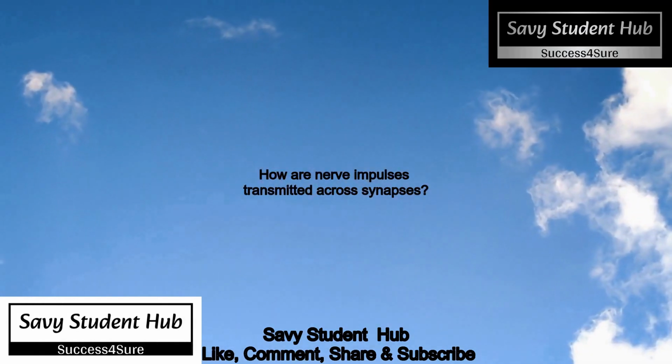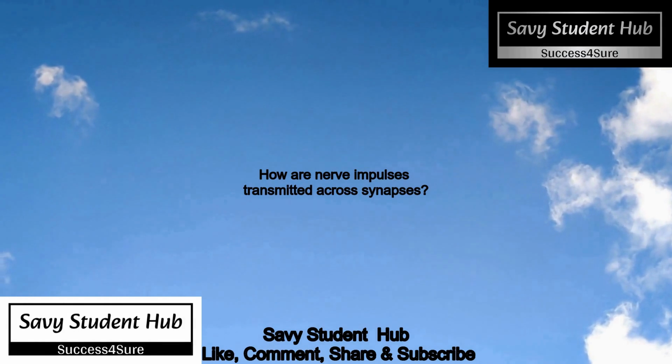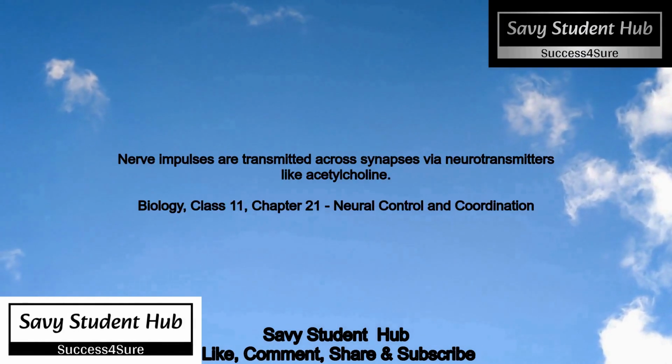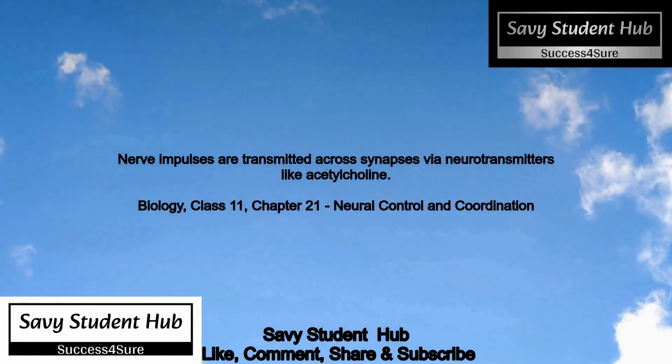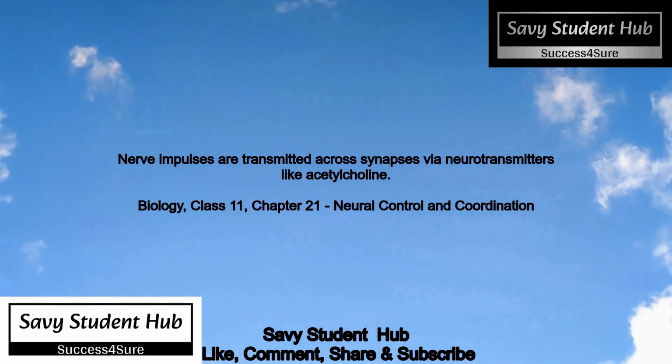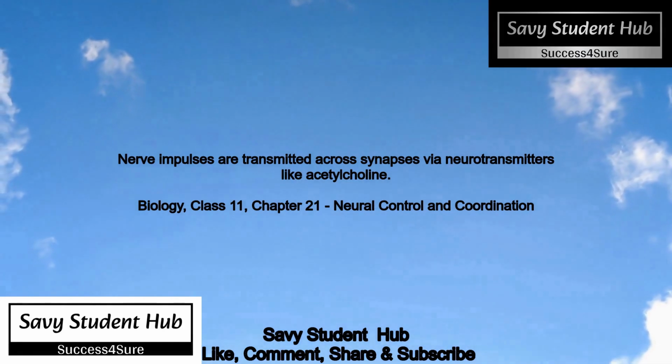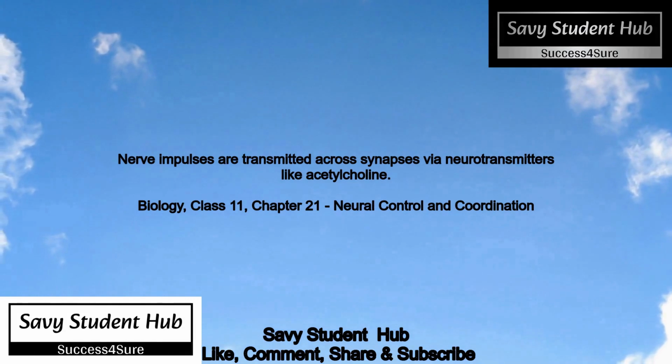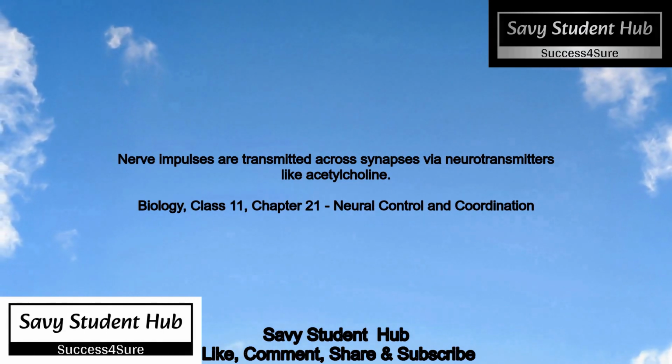How are nerve impulses transmitted across synapses? 3, 2, 1, 0. Nerve impulses are transmitted across synapses via neurotransmitters like acetylcholine.